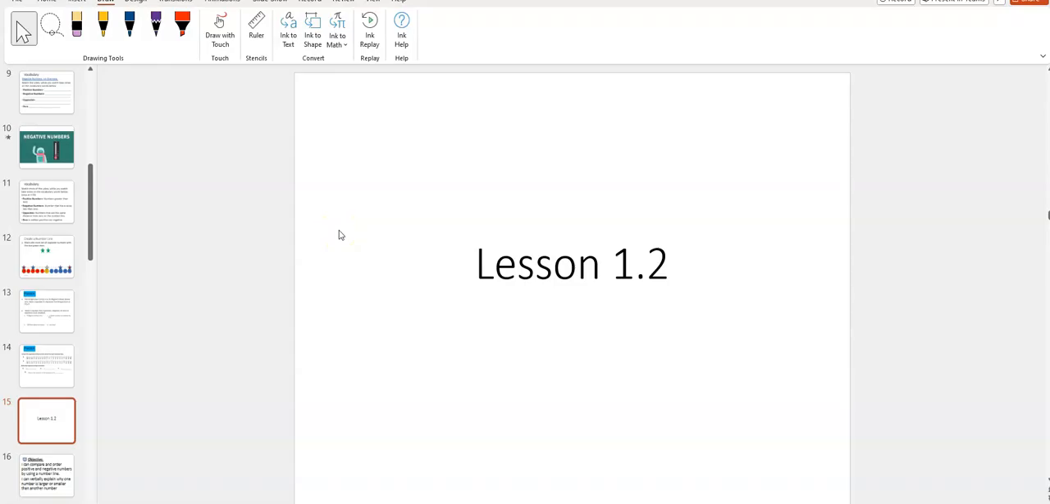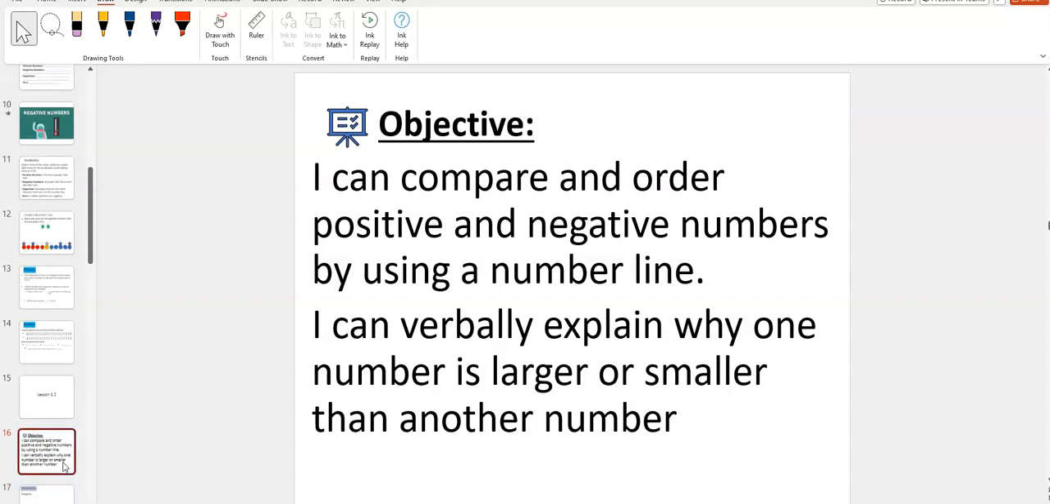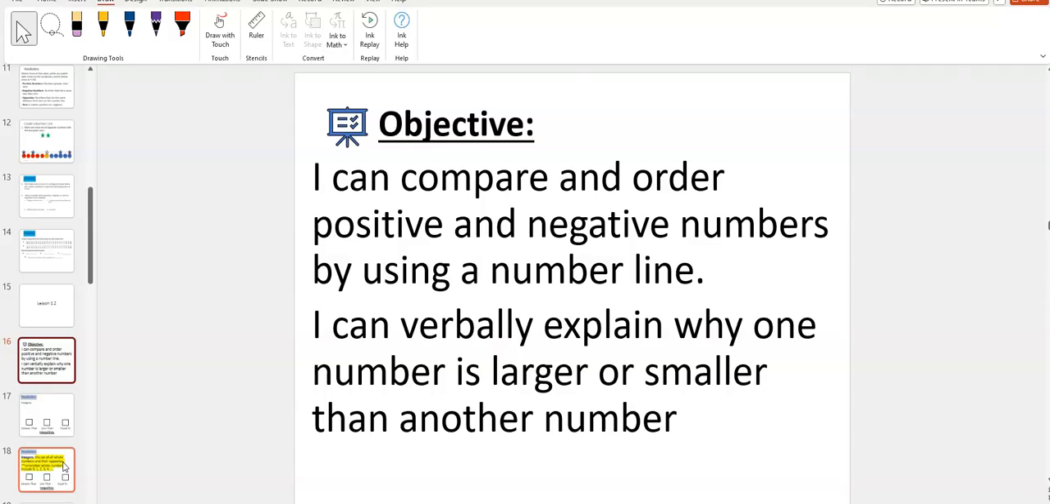All right, here we are back again with our next lesson for Module 1 for 6th grade math. We're on Lesson 1.2. In this module, we are going to be focusing on being able to compare and order positive and negative numbers by using a number line. If we were in class, we should be able to verbally explain to our partners, but at home, hopefully you can still talk it out to someone and explain why one number is larger or smaller than another number, using specific verbiage. We have to have a specific way we have to talk about this, okay?